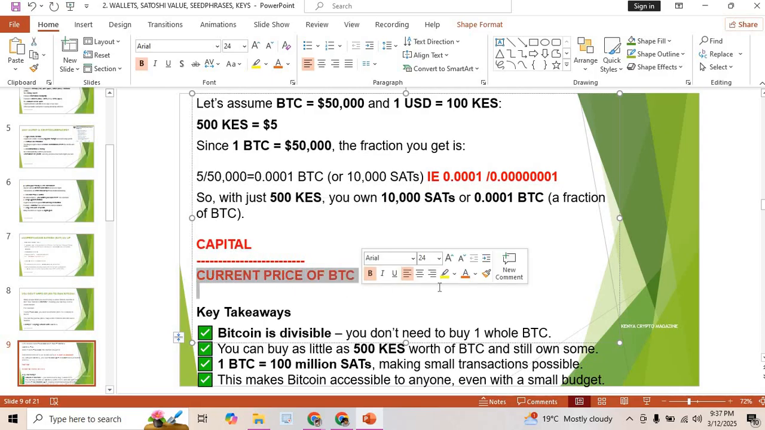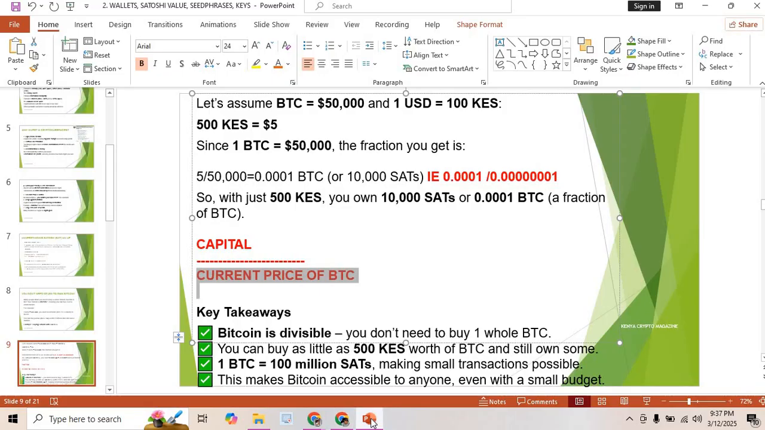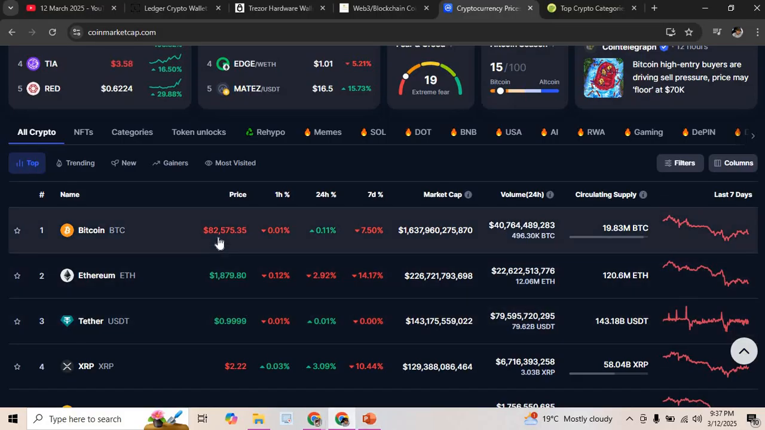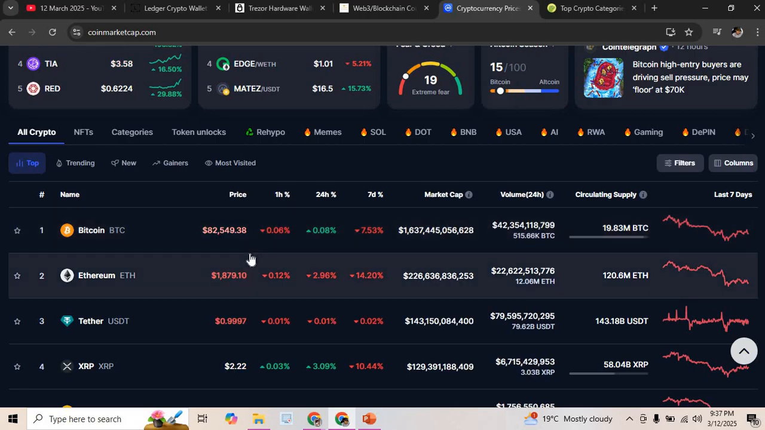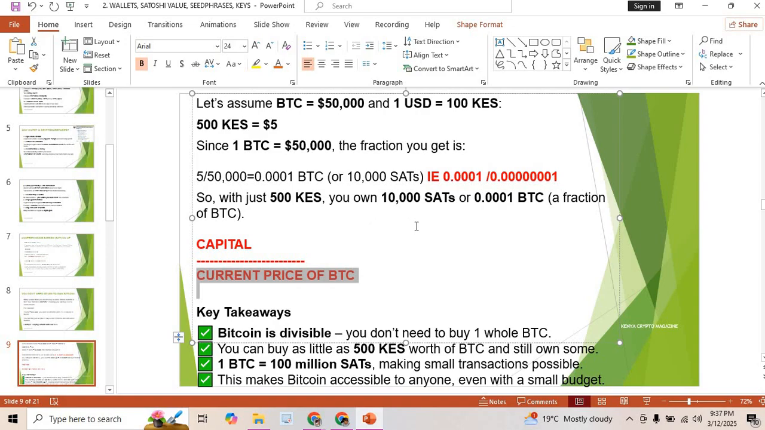So if I have, let's say, $1,000, what I'll do is $1,000 divided by the current price of Bitcoin, which is 82,575. So the amount of Bitcoin that I receive with my $1,000 is 0.012 worth of Bitcoin.